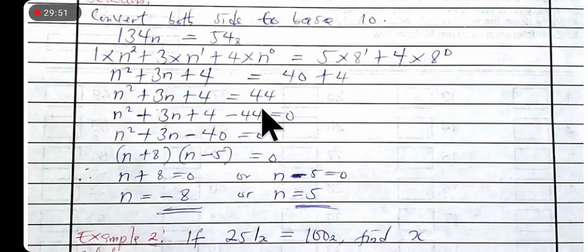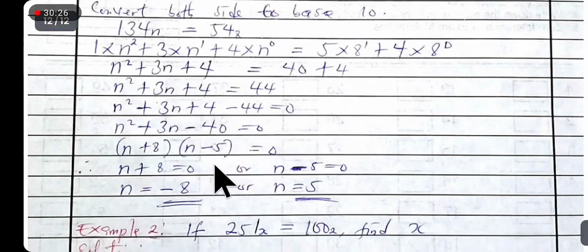So everything is tending towards a quadratic equation. We have n squared plus 3n plus 4. Then if you are collecting like terms or rearranging, taking 44 to the left hand side, it changes to minus 44, and the right hand side will be left with 0. So therefore n squared plus 3n, plus 4 minus 44, 4 minus 44 will give us minus 40, equals 0.